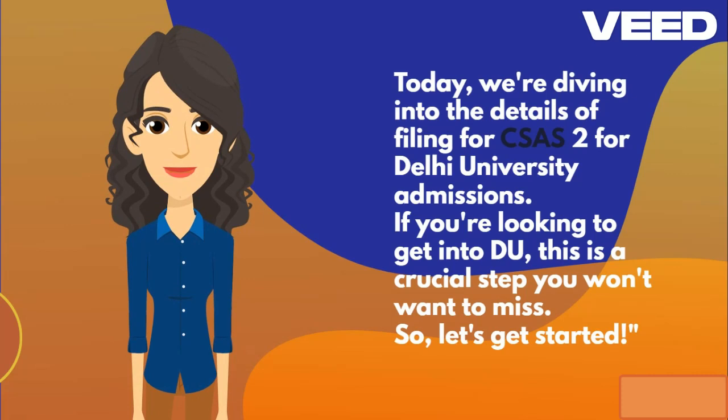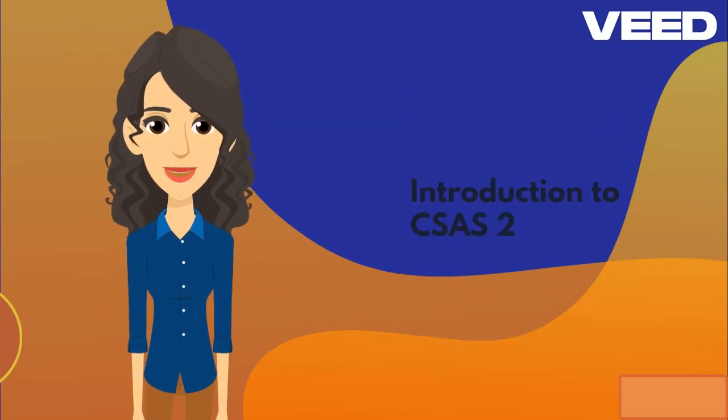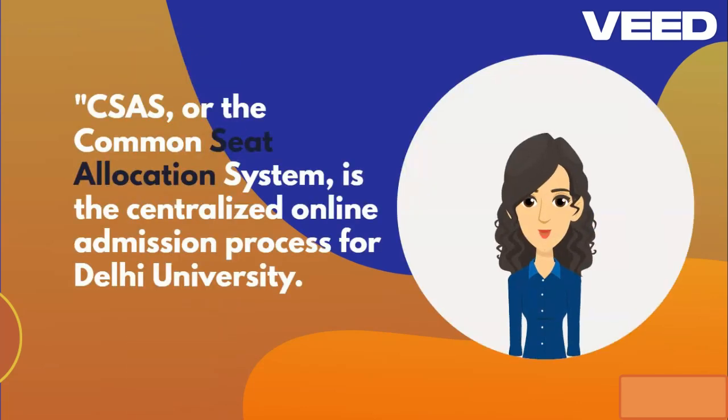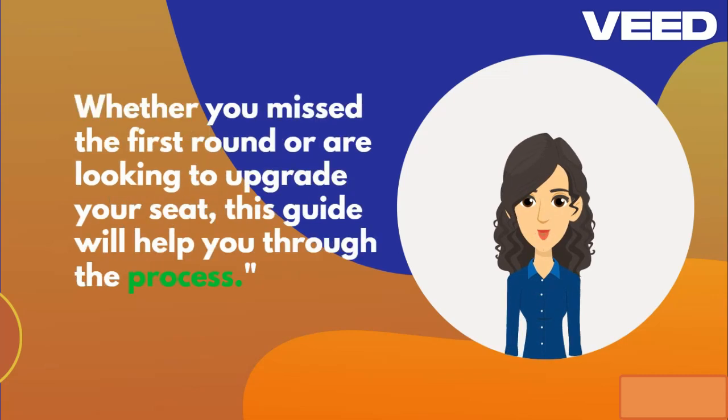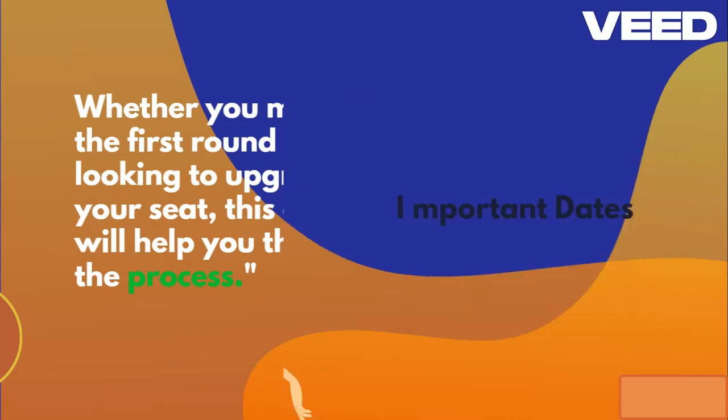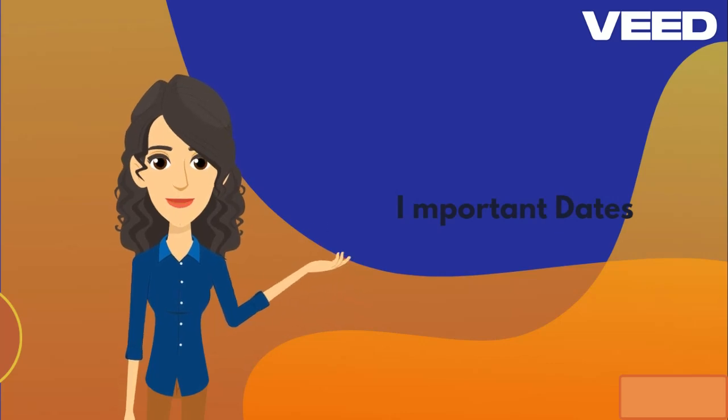Introduction to CSAS 2. CSAS, or the Common Seat Allocation System, is the centralized online admission process for Delhi University. In this video, we'll be focusing on CSAS 2, which is the second round of the allocation process. Whether you missed the first round or are looking to upgrade your seat, this guide will help you through the process.